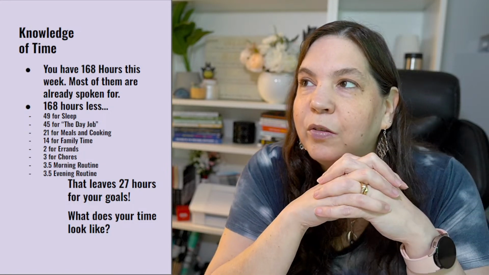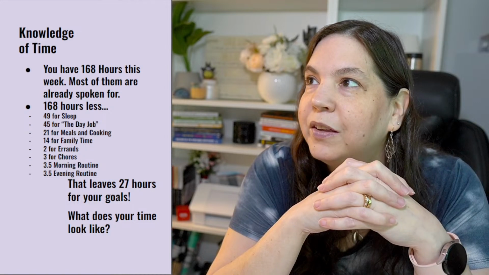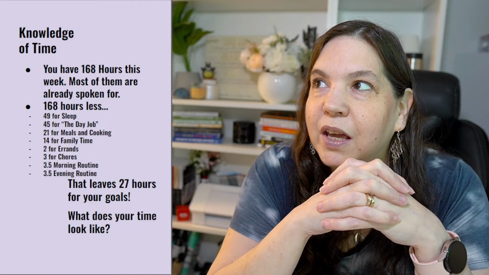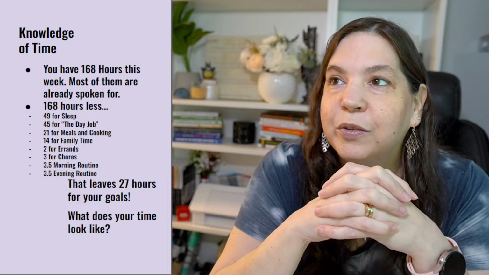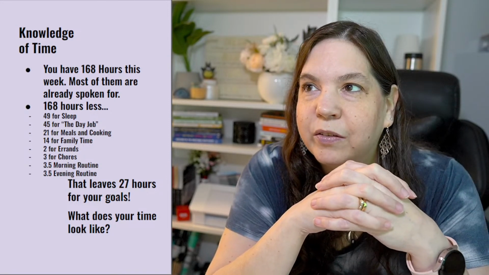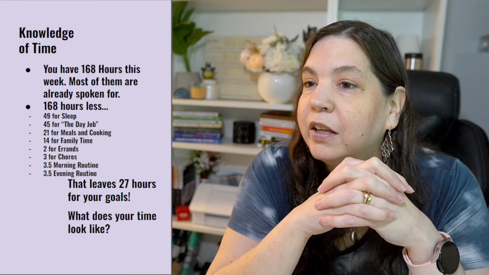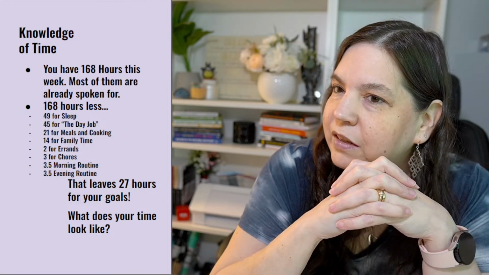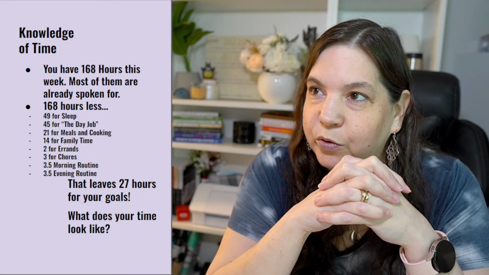Family time, I always put down a couple hours a night so we can just hang out together. We're all busy, so we do like to come together in the evening and spend some quality time together. 2 for errands, 3 for chores, and 3.5 hours each for morning and evening routines. That's only a half hour each. Again, if you need more time, please take that. That leaves 27 hours for your goals.